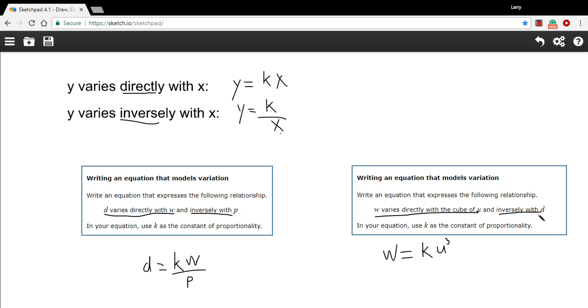And then since it varies inversely with D, we just put that part on the bottom of a fraction. And that's all there is to it. So that's a little bit of work with writing equations for problems that have to do with variation.